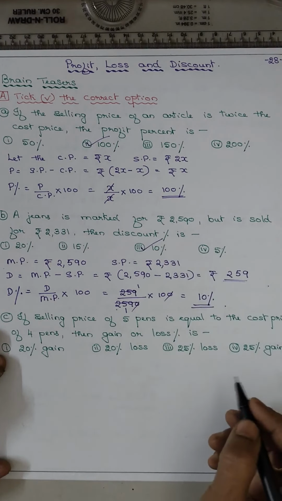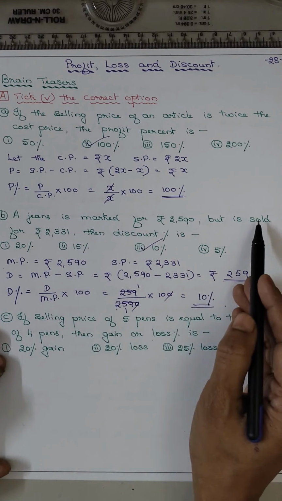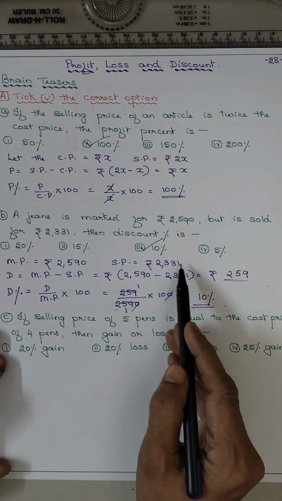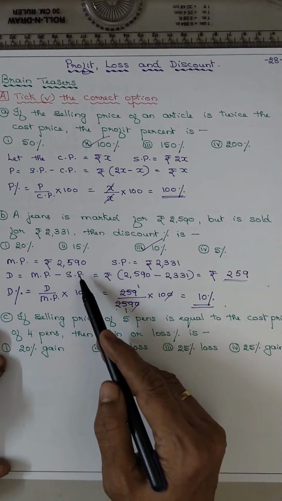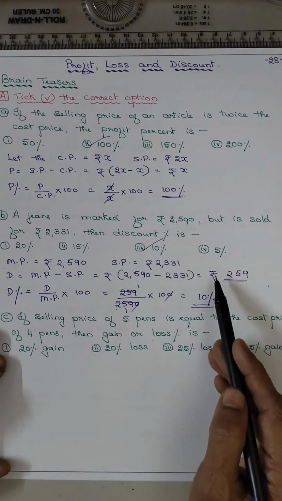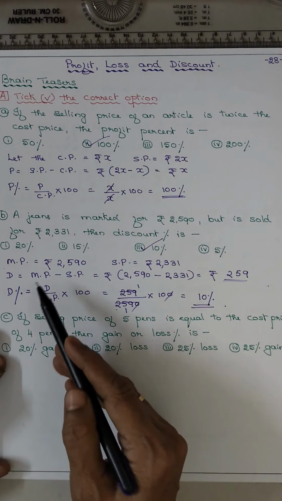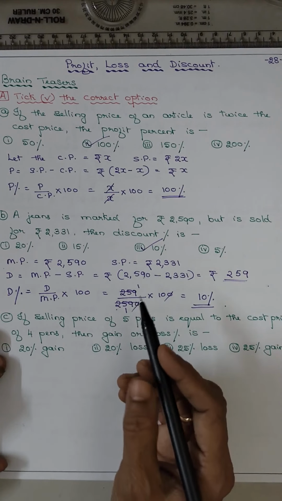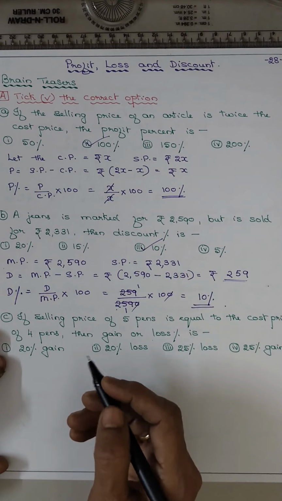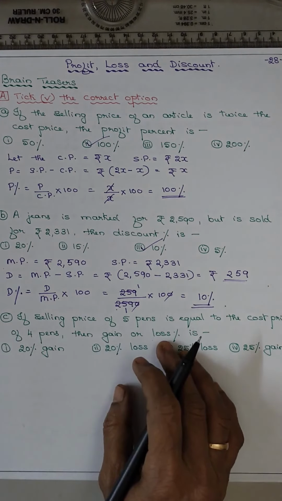सबको समझ में आया? मार्क्ड मतलब MP 2590, sold means SP 2331. So first find out discount, MP minus SP. So you got 259. Discount percent is equal to discount upon MP into 100. Okay. Now coming to question number C.